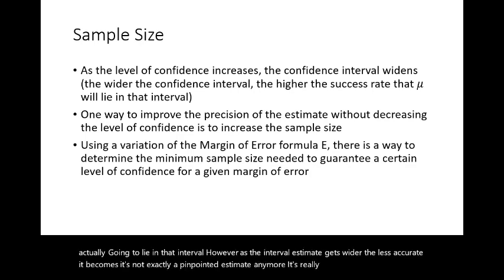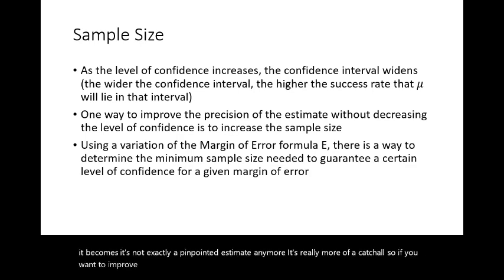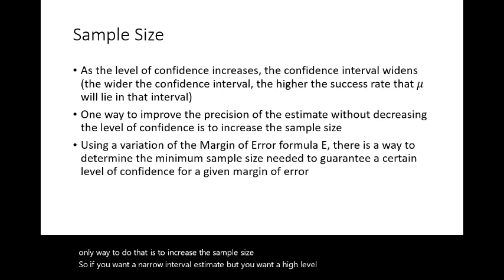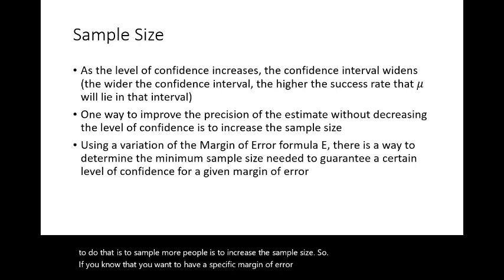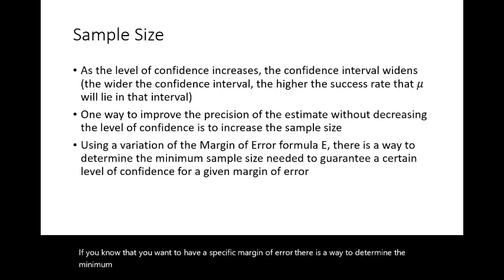So if you want to improve the precision of your estimate without decreasing the level of confidence, the only way to do that is to increase the sample size. So if you want a narrow interval estimate, but you want a high level of confidence, the only way to do that is to sample more people, is to increase the sample size. So if you know that you want to have a specific margin of error, there is a way to determine the minimum sample size needed to guarantee a certain level of confidence and a given margin of error.